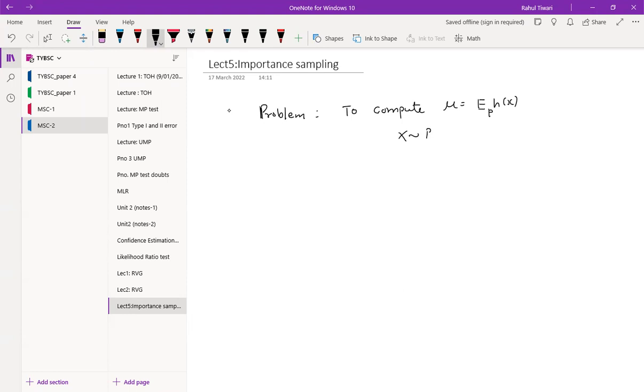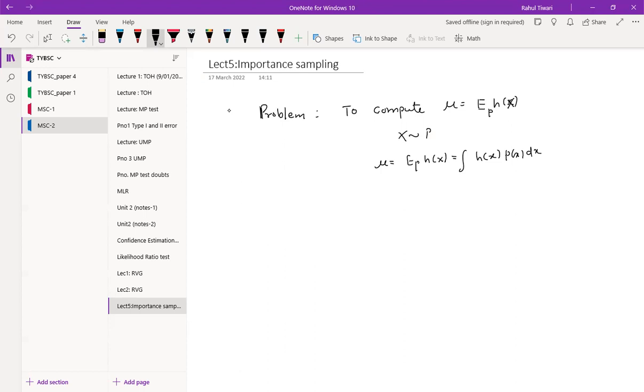So one can very easily compute this mu, which is simply the expected value of h of x, which is the same as the integration of h of x times p of x dx. Or you can say f of x dx, no problem.